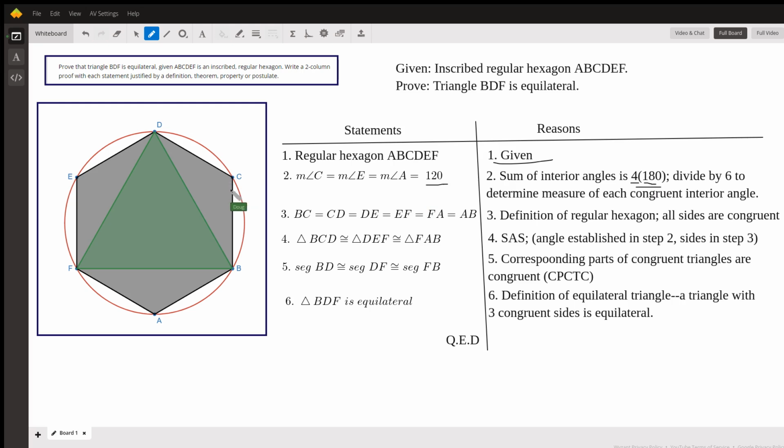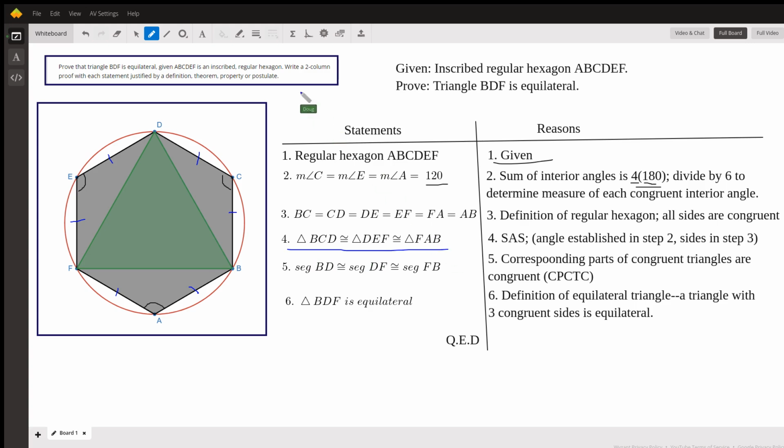So this angle is congruent to this angle is congruent to this angle. And then it's also true that all of these sides have the same length. That's the definition of a regular, in this case, hexagon. All the sides are congruent. So these three gray triangles are all congruent by side, angle, side. Two sides and an included angle. So there we have the three triangles mentioned as congruent.